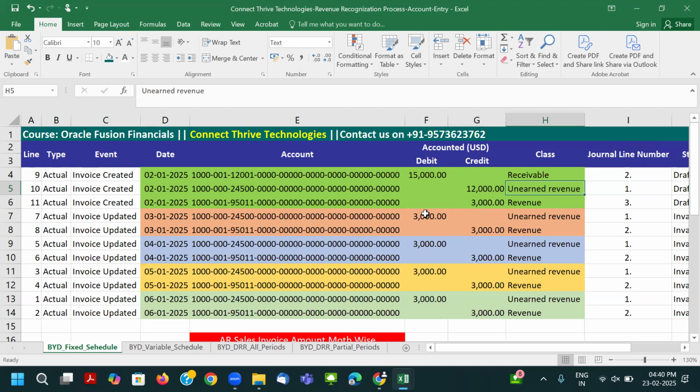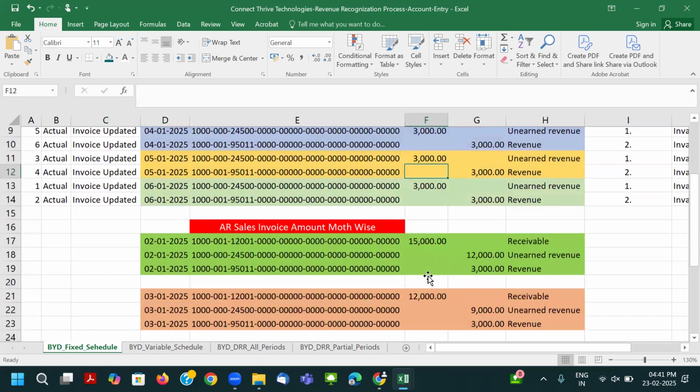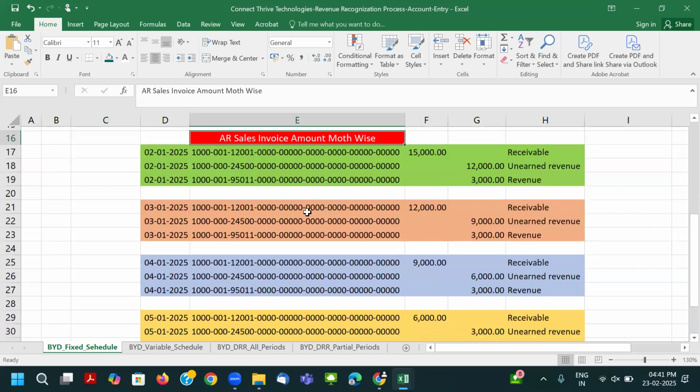Again in the second month it will recognize the 3,000. Again the third month, fourth month, fifth month. So every month it will recognize 3,000, 3,000, based on the fixed schedule rule. By seeing this, you may not understand the second, third, and fourth entries. If you see it month-wise, you will understand very clearly.